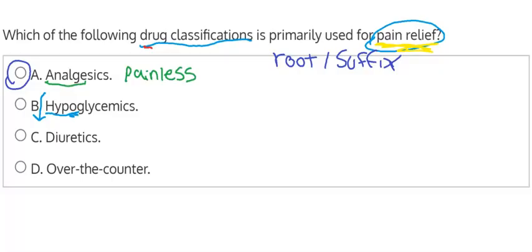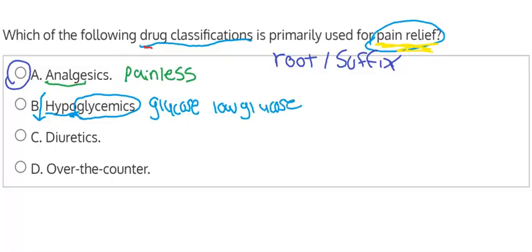So something in this example is low. And if you look at the other word, glycemic is referring to glucose. If we put it all together, that means low glucose, hypoglycemic. So this medication's use is to lower blood sugar. Glucose is sugar. So hypoglycemic, low blood sugar. This medication lowers blood sugar. But this question is asking us about pain relief, so we know that we can eliminate choice B.